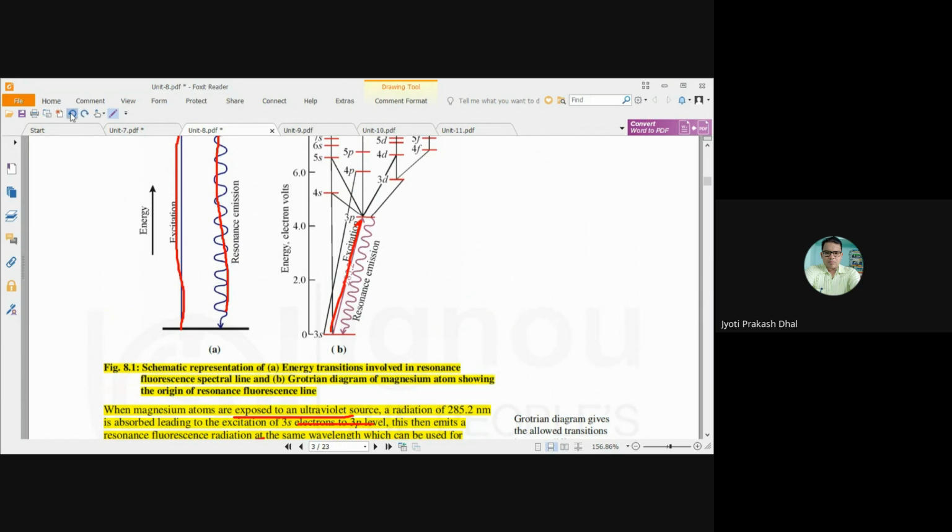The origin of resonance fluorescence in the case of the magnesium atom is given in this diagram. So when the magnesium atom is used as the analyte and is exposed to a UV source of radiation of 285.2 nanometer, the electrons present in the 3s energy level will undergo excitation into the 3p energy level, and in the excited state the electron comes back to the ground state 3s energy level by emitting radiation of the same wavelength. So that is called resonance emission spectrum.